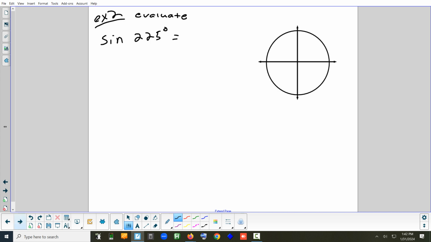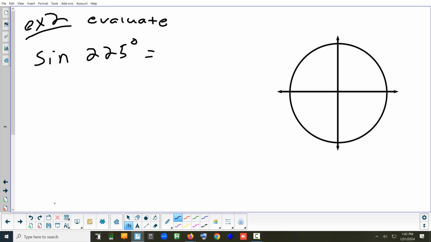Let's try this one. Sine of 225. All right, so I don't think there's any need to change the angle. It's already in degrees, so that's good. Where's 225 going to be on the circle?